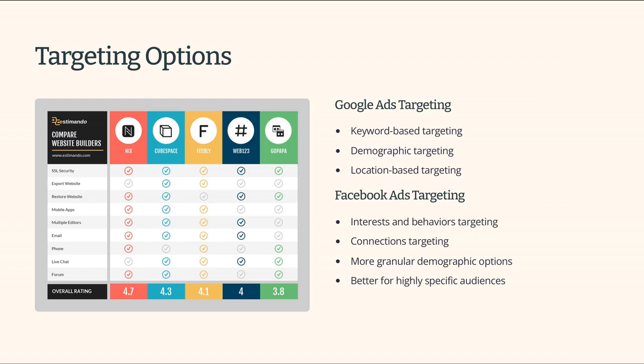In terms of ad formats, Google Ads offers search ads, display ads, shopping ads, video ads, and more. Facebook Ads, on the other hand, offers photo ads, video ads, carousel ads, slideshow ads, collection ads, and more. Both platforms offer a variety of ad formats, but the right choice depends on your specific advertising needs.